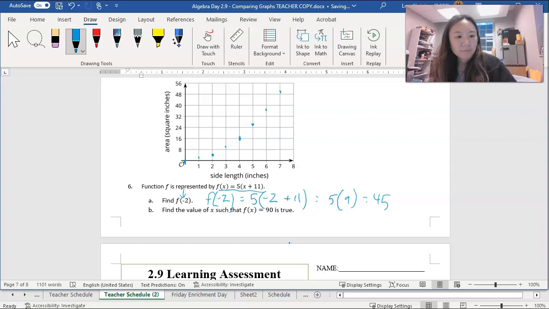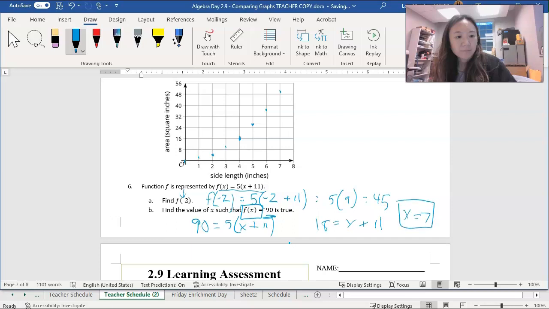Find the value of x such that f of x equals 90 is true. So now I'm replacing f of x. So 90 equals 5 times the quantity x plus 11. I could distribute, or I can also just divide 90 by 5, since that's a nice, perfect, even division. If I divide both sides by 5, I get 18 equals x plus 11. Subtract 11 from both sides, and we get x equals 7.